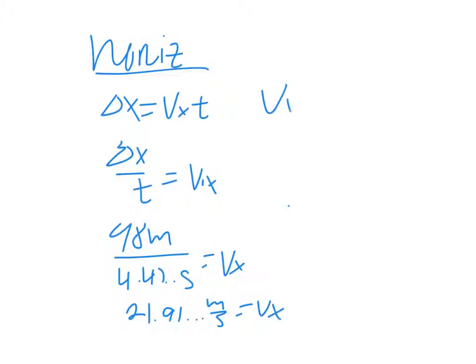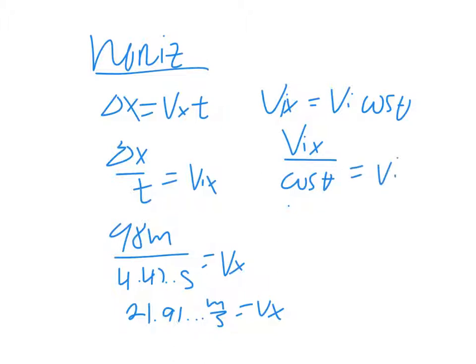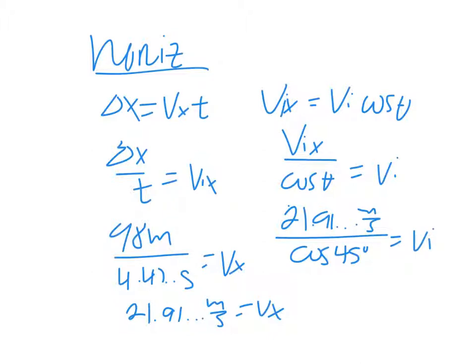Almost done. You know that V initial in the x is going to equal V initial times the cosine of the angle. So V initial x over cosine theta equals V initial. 21.91, keeps on going, meters per second, divided by the cosine of 45 degrees is going to give me my initial velocity. And that number comes out to 30.99, keeps on going, meters per second. 2 sig figs, so V initial is approximately 31 meters per second.